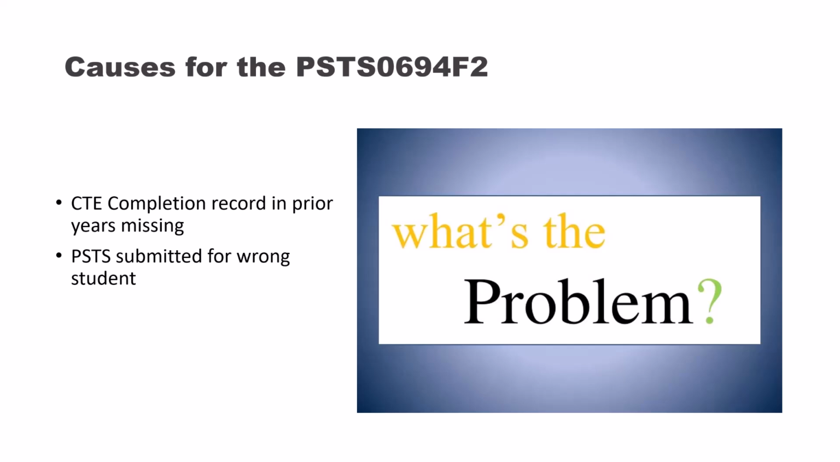Now let's look at causes for the PSTS 0694 F2 error. One cause will be the CTE completion record in the prior years is missing. So we are submitting a PSTS record for a student and there is no SCTE completion record. Another cause may be the PSTS record is simply being submitted for the wrong student. So we have a survey, perhaps they're not a CTE completer, perhaps they should not have a survey result, or perhaps they are a special education completer or a California Partnership Pathway completer.